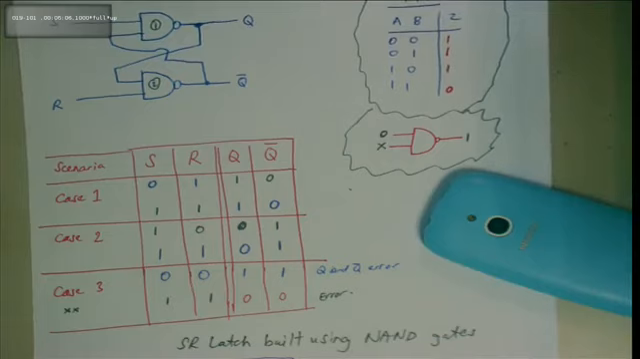Now, by setting S to 0 and R to 1, we have set Q to 1. Setting means to fix or to place a 1 in Q. If Q is equal to 1, then Q bar should, I'm using the word should, equal 0. It should be the opposite. Now, immediately after that, I'm doing 1 1.